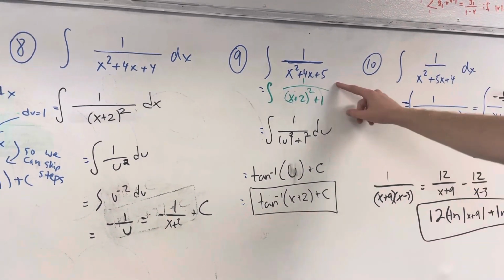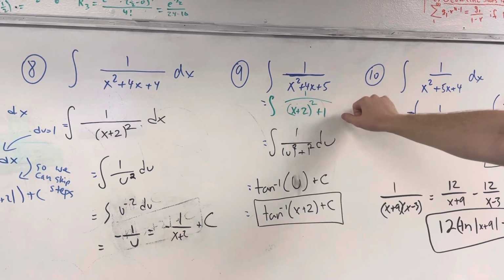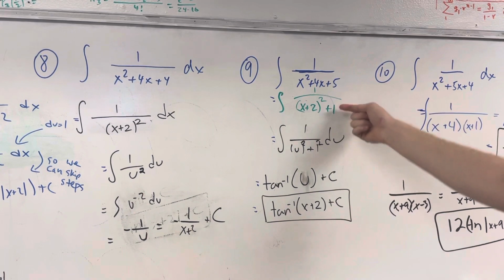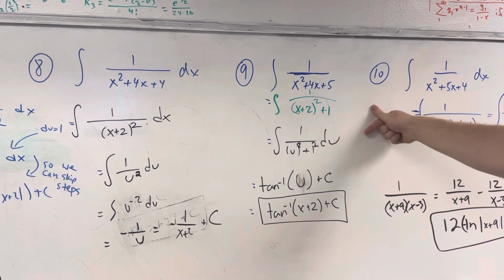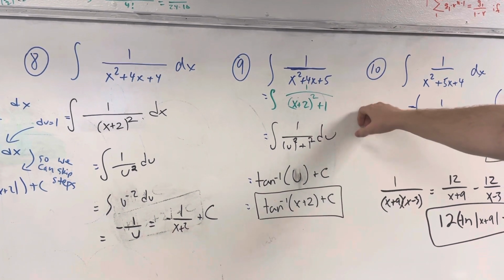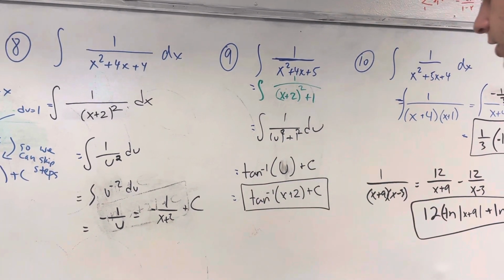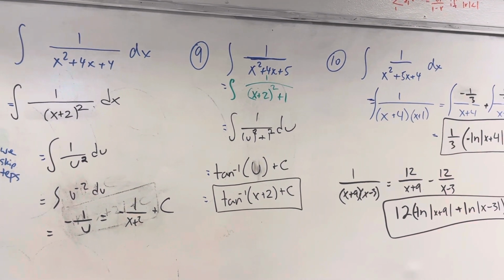This one right here, you manipulate this fraction to add a 1, so you get a perfect square plus 1, which is also a perfect square. Since x plus 2, if we define that as u, du would be 1. We don't need to do anything to manipulate the integral. So then it becomes the definition of tangent inverse integral. And you plug back in for u, and you get your answer.